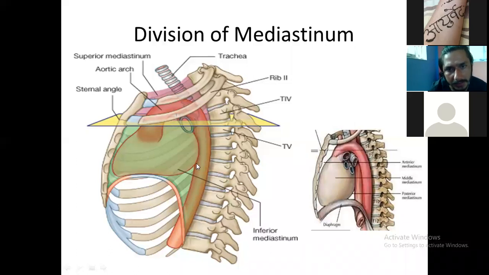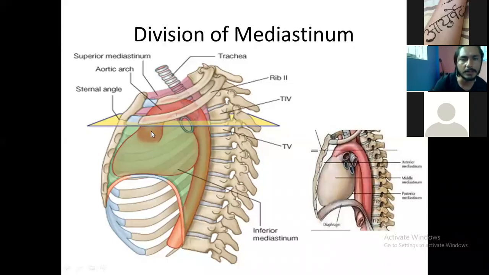Now I have told that the beginning of arch of aorta lies in the transverse thoracic plane. Termination of arch of aorta lies in the transverse thoracic plane. This is correct, isn't it? Yes, sir. So arch of aorta begins at the level of sternal angle and terminates at the level of sternal angle. That is correct. And it is the content of superior mediastinum. See, this portion is the superior mediastinum only.